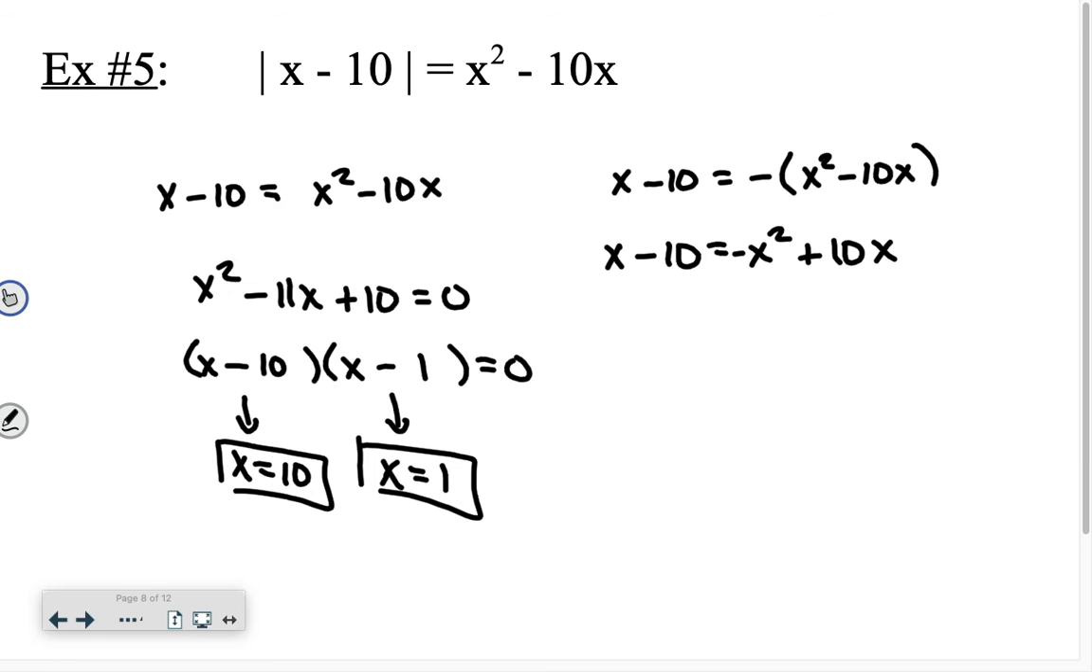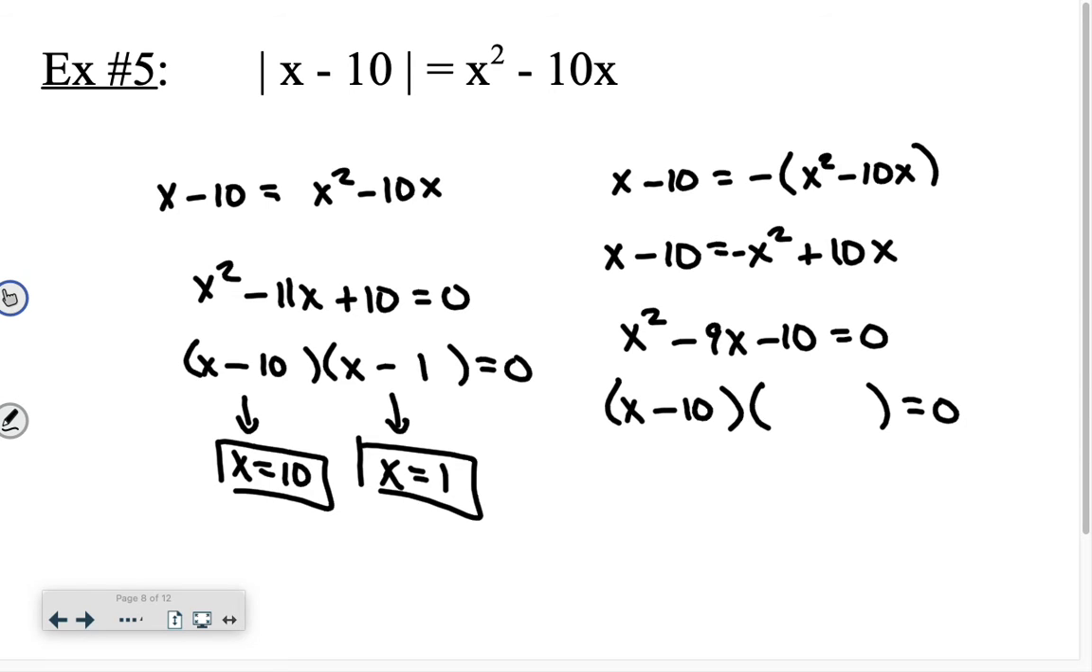Let's see, this time I'm going to move the stuff from the right over to the left. So we've got a positive x squared. If I subtract that over, we end up with minus 9x, and then we have minus 10. And once again, this one's factorable. X minus 10, x plus 1, which means x equals 10 is one answer, which is really just a repeat of an answer we already had. And then the other one, we get x equals negative 1.